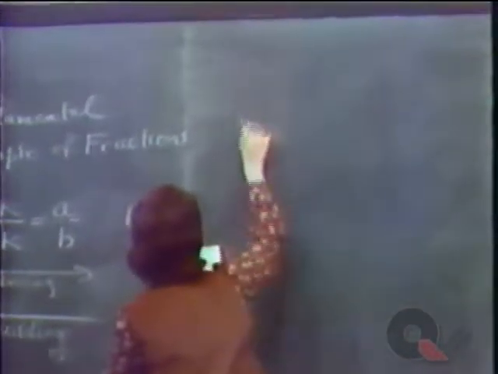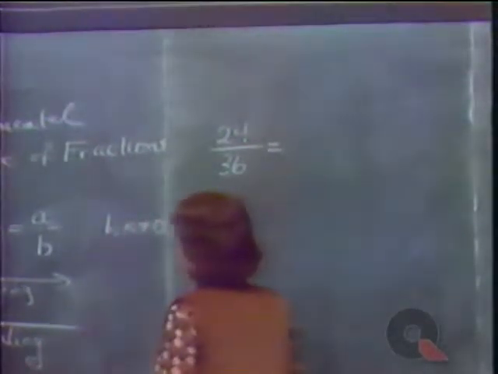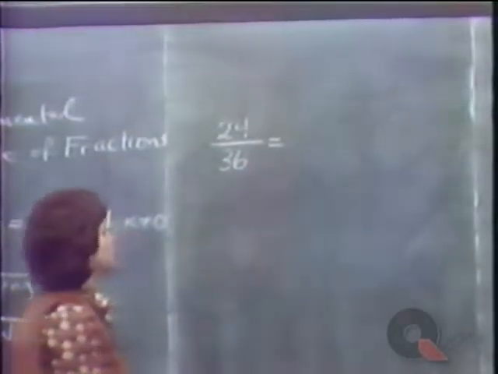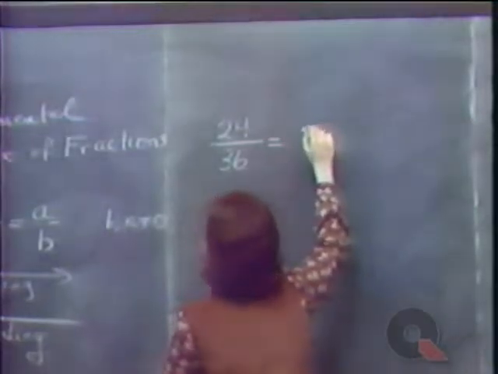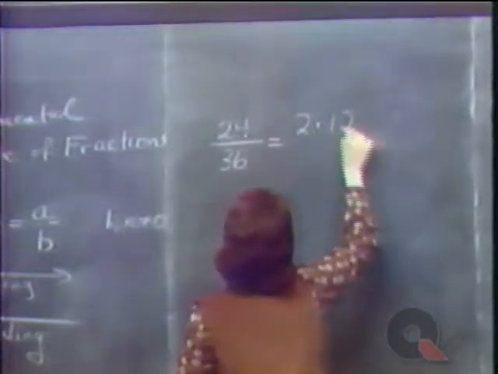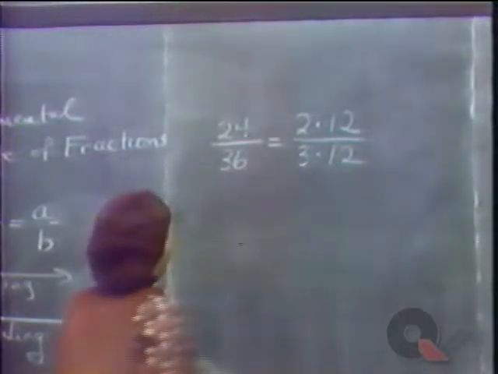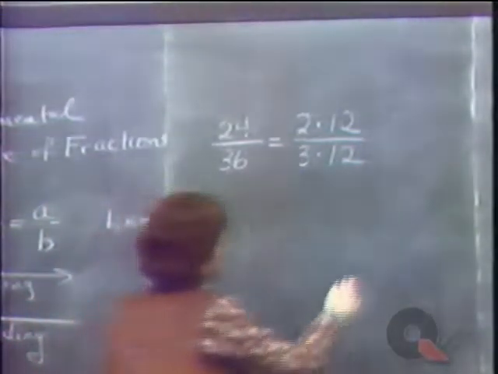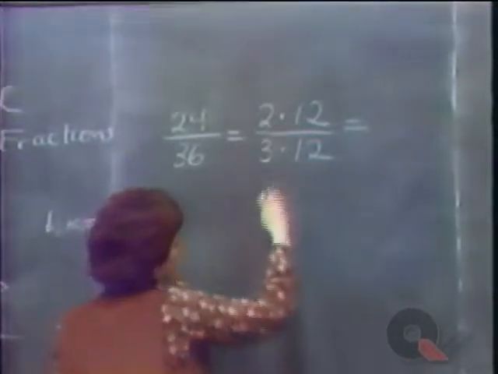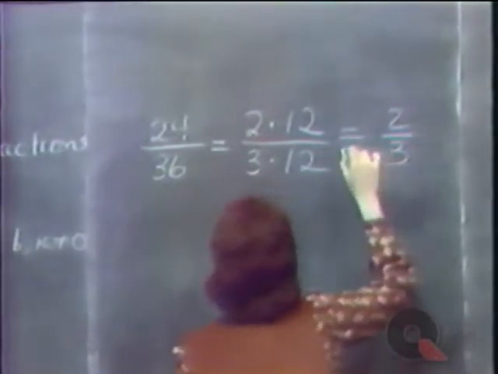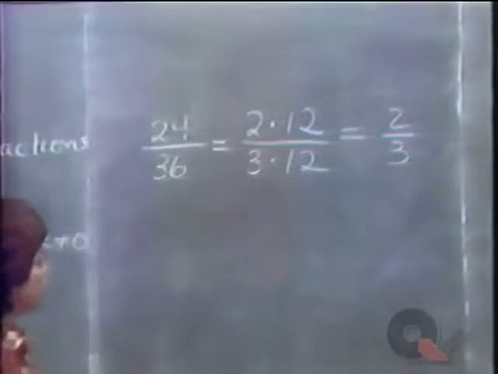Let's look at the fraction 24 over 36. This fraction is not in lowest terms. There are factors in common. You might say, well, 24 is 2 times 12, and 36 is 3 times 12. And using the fundamental principle of fractions, it is perfectly okay to divide numerator and denominator by 12, or cancel the 12s, to get 2/3, which is 24 over 36 reduced to lowest terms.